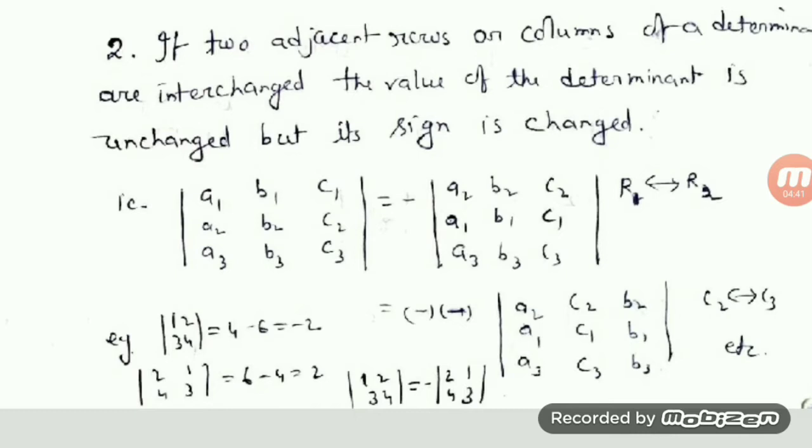Then in that case, the value of the new determinant and the value of the original determinant are the same in magnitude, but the sign will be changed. That means if the original determinant value is positive, the new determinant has the same value with a negative sign, or if the original determinant value is negative, then your new determinant value will be positive.